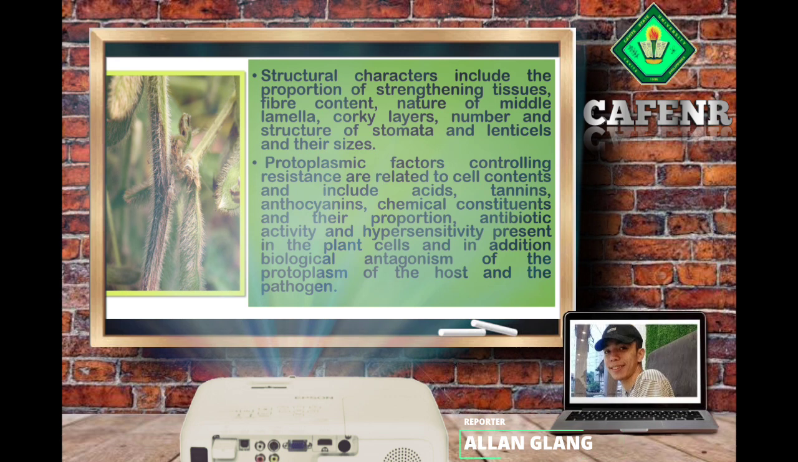Protoplasmic factors controlling resistance are related to cell content and include acids, tannins, anthocyanins, chemical constituents and their proportions, antibiotic activity, and hypersensitivity present in the plant cells, and in addition biological antagonism of the protoplasm of the host plant and pathogen.